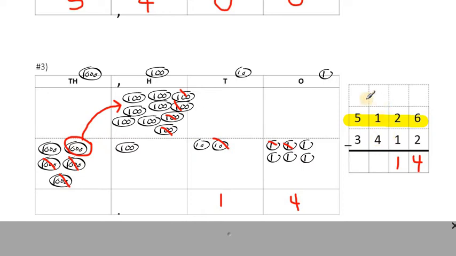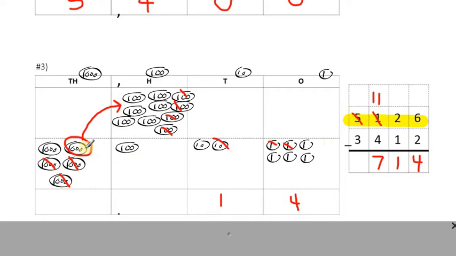So the 1 is going to go next door and get 1,000. So this 1,000 is moving over here. It becomes 10 hundreds. Now I can subtract. So I've got 11 hundreds minus 4 leaves 7. 1, 2, 3, 4, 5, 6, 7.